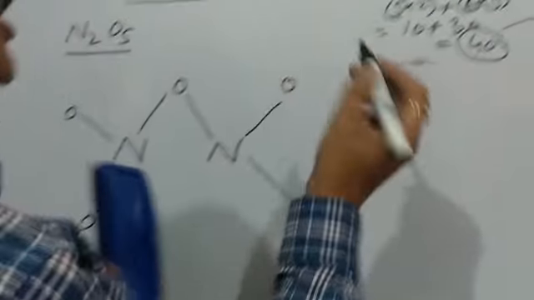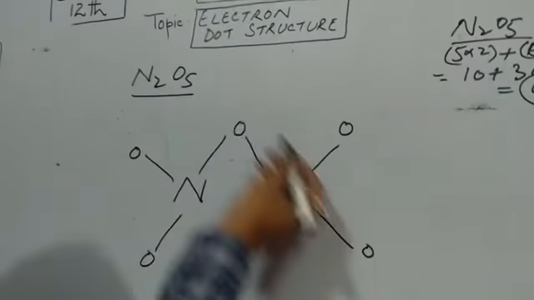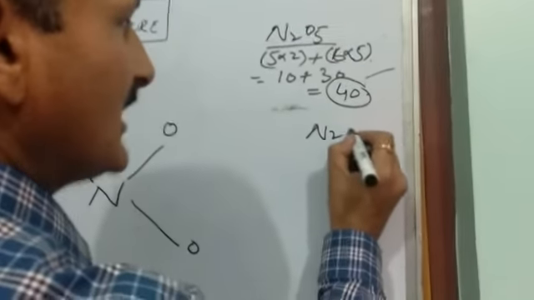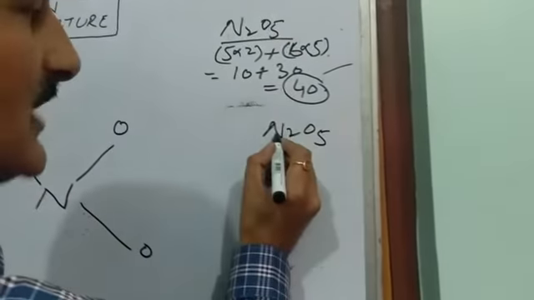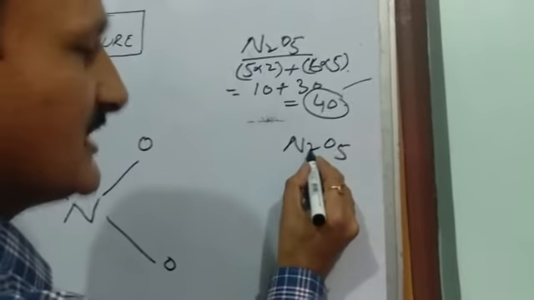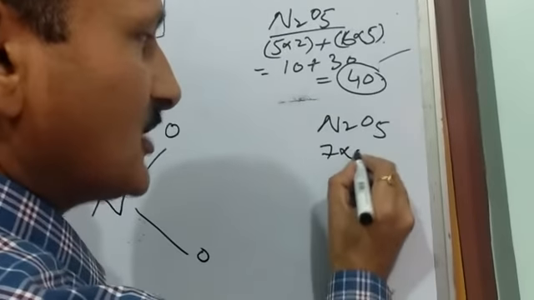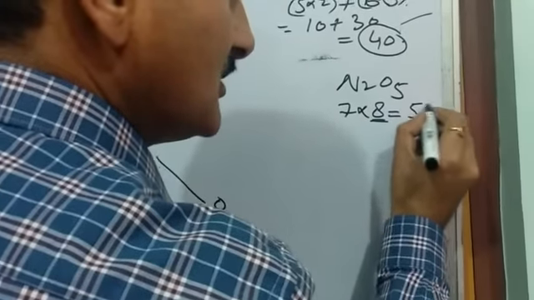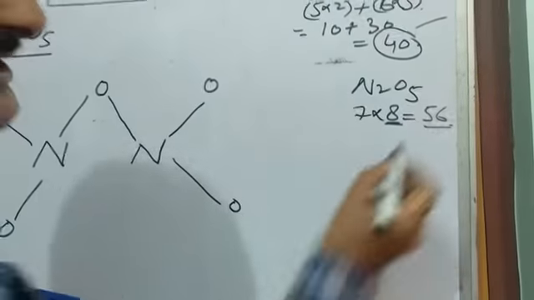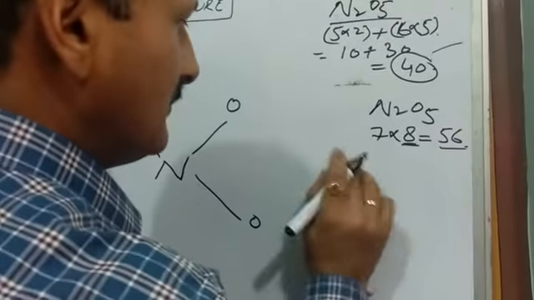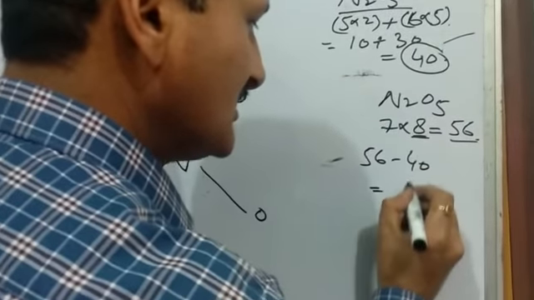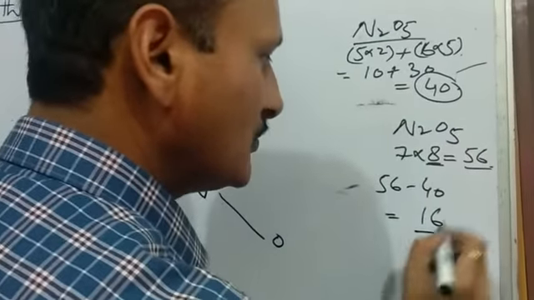Let us count how many bonds should be involved. To do so, we have N2O5. How many atoms are these? 2 of nitrogen and 5 of oxygen. 5 plus 2, 7. In order to complete their octet, we will multiply it by 8. 8 means octet. We will get 56. Let us find the difference of these two. 56 minus 40, it will be 16. Let us divide this by 2, we will get 8.